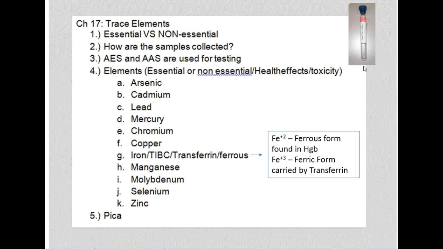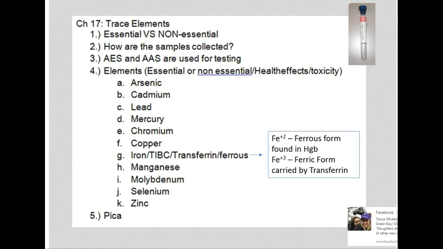We use atomic emission spectroscopy and atomic absorption spectroscopy for this type of testing. Here's the list that you need to be familiar with. Know that arsenic, cadmium, lead, and mercury are all non-essential, and they're actually quite toxic, right? Chromium is something that is essential. We need that for insulin and glucose metabolism. Copper is very important for enzymes.